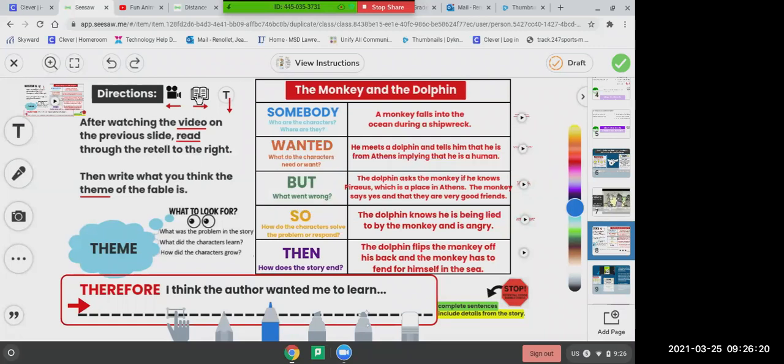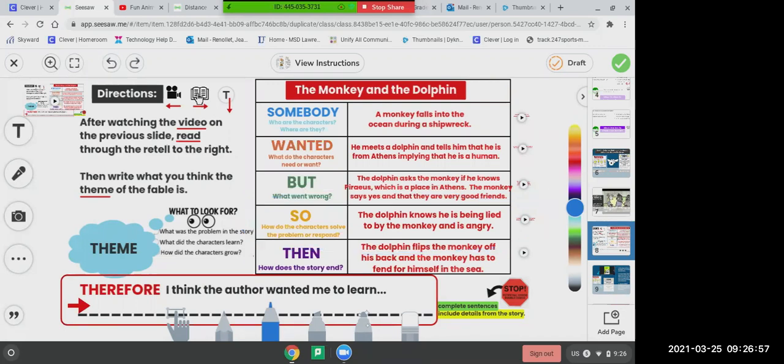Next in our plot retell is the word so. Our question asks us, how do the characters solve the problem or respond to the problem? We know that they don't always fix the problem, but sometimes the characters recognize there's a problem and they don't know what to do. So what happens in this example? The dolphin knows he is being lied to by the monkey, and the dolphin is angry. Uh-oh, that is a big problem for these characters.